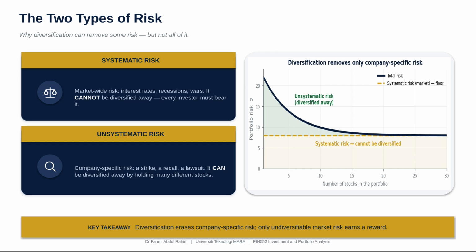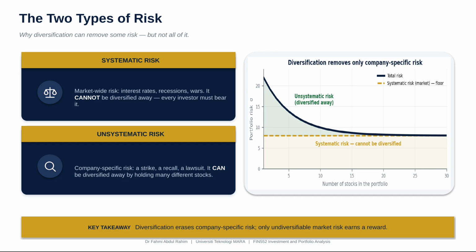The second type, on the bottom left, is unsystematic risk, also called company-specific risk. This is risk unique to one company, such as a workers' strike, a product recall, or a lawsuit. And here is the good news. Unsystematic risk can be diversified away simply by holding many different stocks, because a disaster at one company is cancelled out by good news at another.